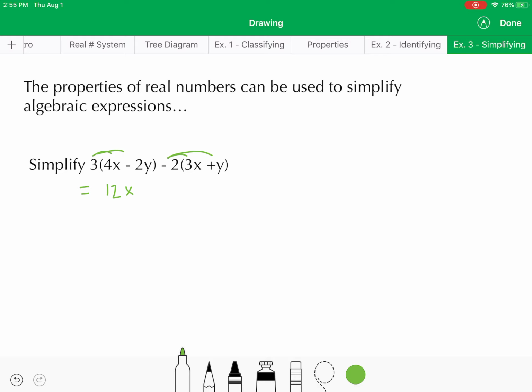3 times 4x is 12x minus 6y, and then distribute negative 2 to 3x plus y. That's going to give you negative 6x minus 2y. Make sure you distribute the negative there. Let's label that as the distributive property.